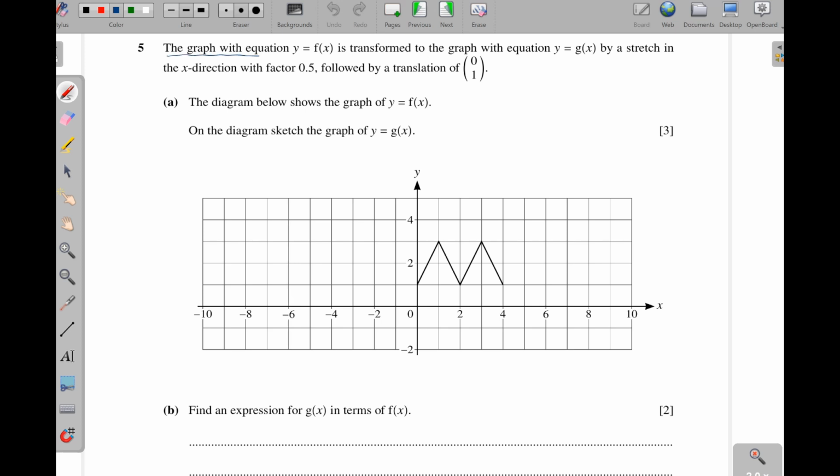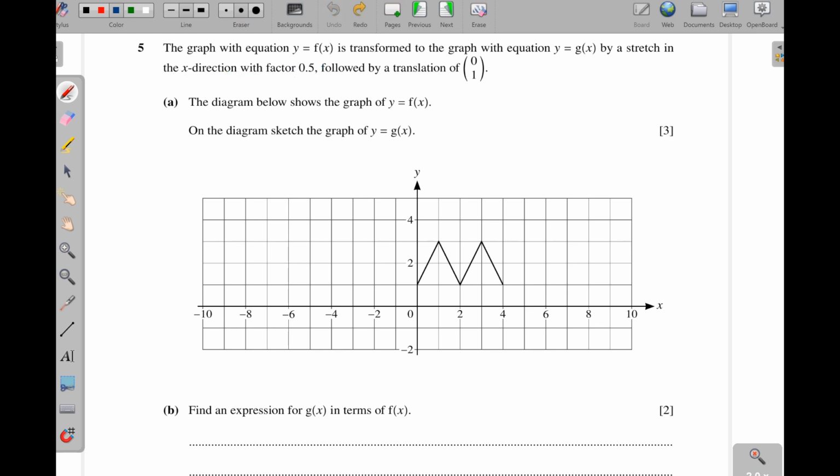They're saying that the graph with the equation y is equal to f of x is transformed to the graph with the equation y is equal to g of x by a stretch in the x direction with factor 0.5 followed by the translation (0, 1). The diagram below shows the graph of y is equal to f of x. On the diagram sketch the graph of y is equal to g of x. Now, the first one, they said that a stretch in the x direction by factor 1 over 2.